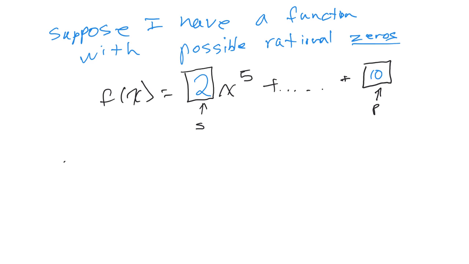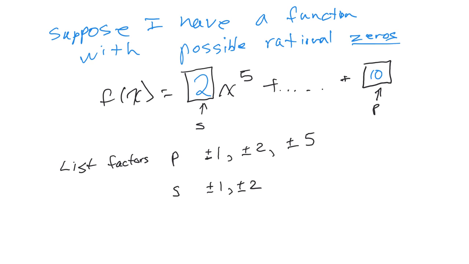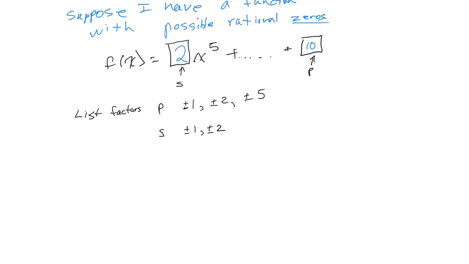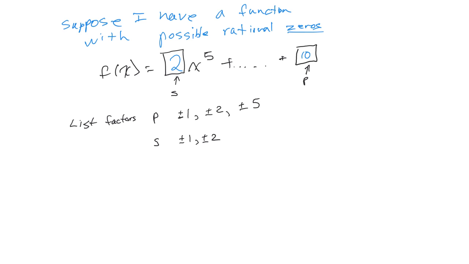Now, here's what we have to do. I want you to list the factors of P and S. So the factors of 10 are the following: plus or minus 1, plus or minus 2, and plus or minus 5. For S, you have plus or minus 1 and plus or minus 2. Now, based on that theorem we were talking about before, what you're going to do is just find all the possibilities of P over S. So here are the possible zeros.